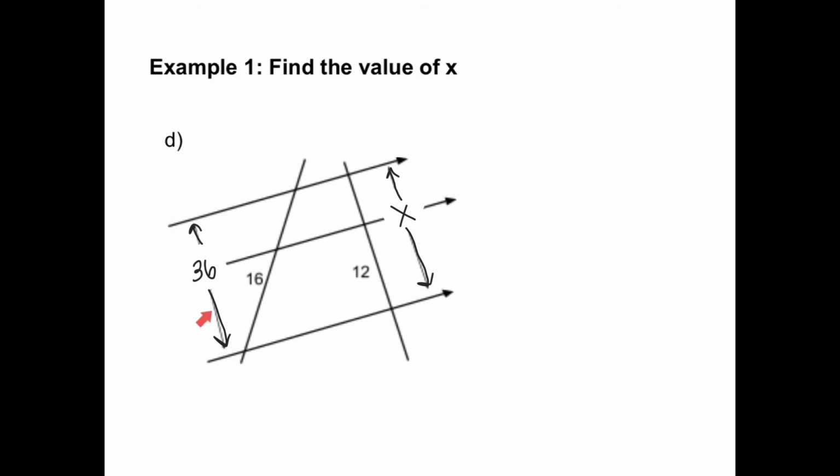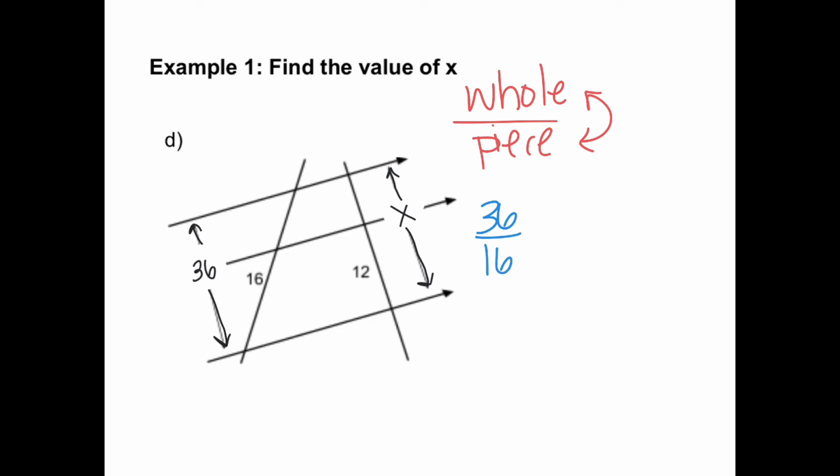The other option when we are given these whole distances is that instead of trying to find these missing pieces, we can set up a proportion where maybe we have the whole over the piece or the piece over the whole. You have that option to flip it as long as you're consistent on both sides of the equation. So I'm just going to use the whole over the piece. So that means I'm going to have 36 over 16 equals the x over the 12.